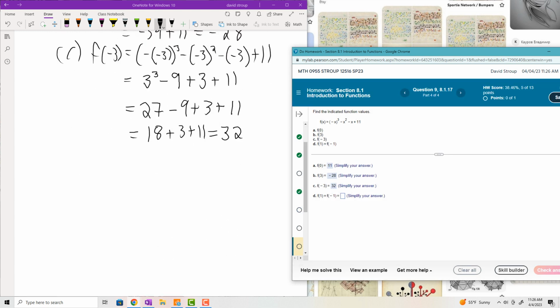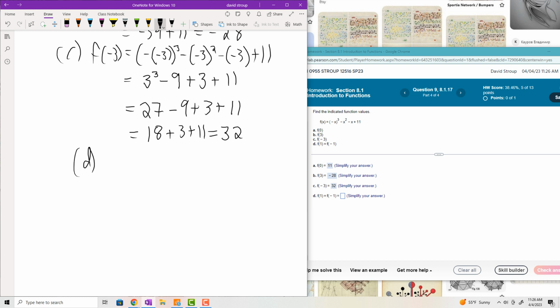Finally, kind of more of a challenging one, f of 1 plus f of negative 1. So again, all I'm doing is substituting in wherever I see x, I'm going to put a 1. So I do one function at a time. So first I'm going to do this one. So plugging in 1, I get 1 cubed minus 1 squared minus 1 plus 11. So that's just that first f of 1.